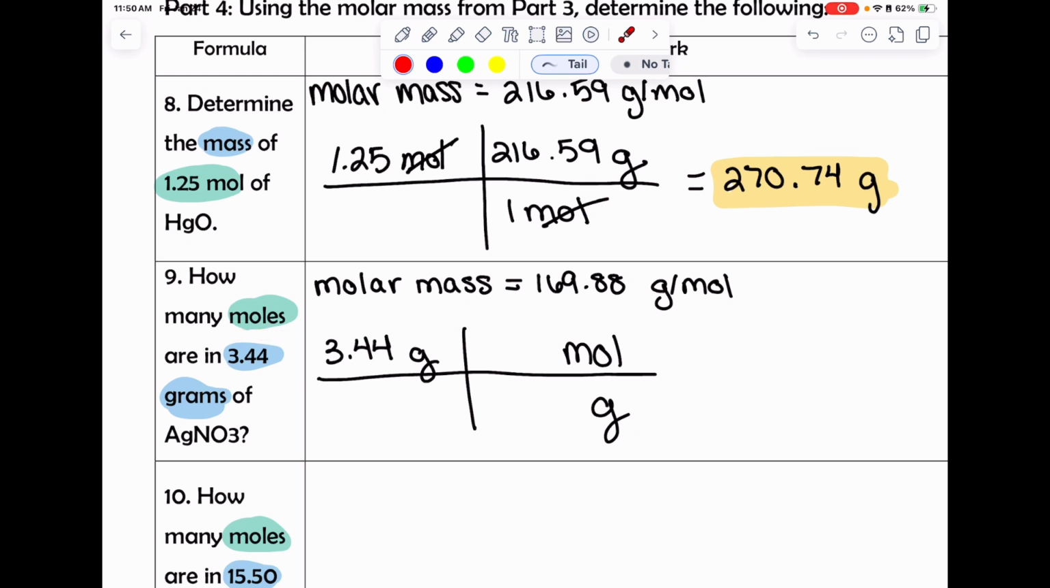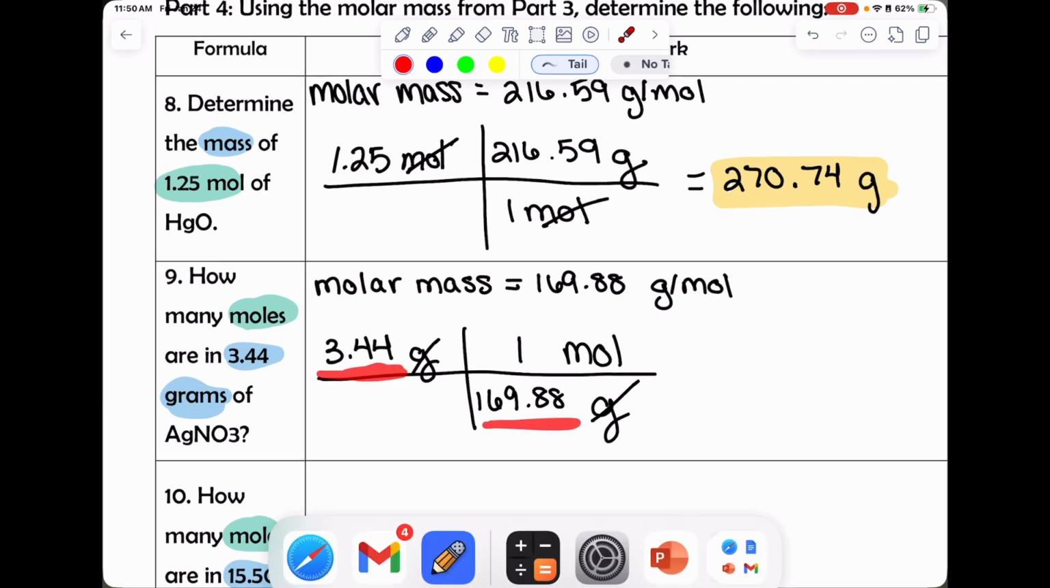Now, where are we going to find grams for every mole? Up here, this number, our molar mass, converts 169.88 grams for every 1 mole. When we do this, grams will end up canceling, but the numbers themselves are on the top and the bottom. 3.44 divided by 169.88.